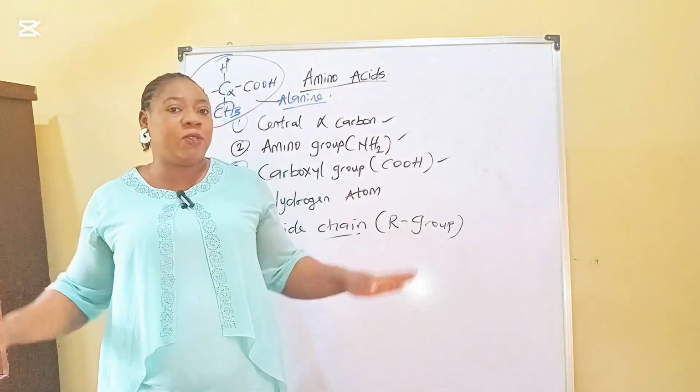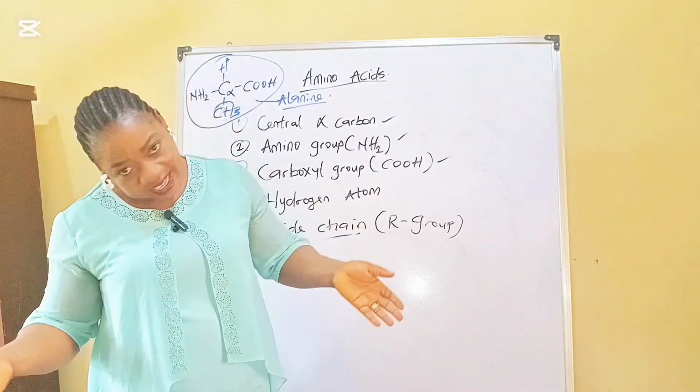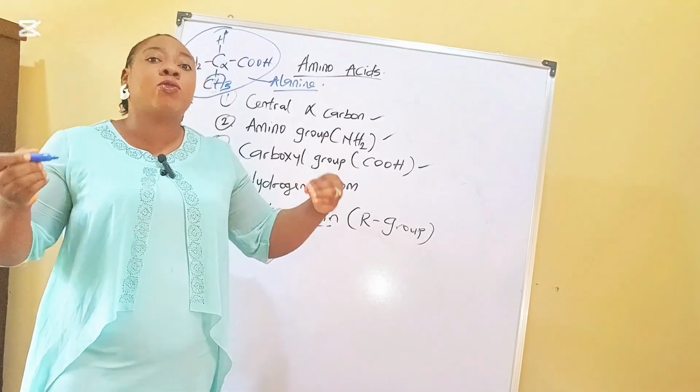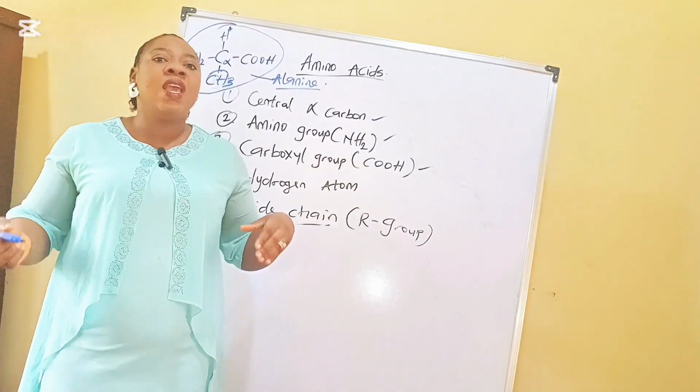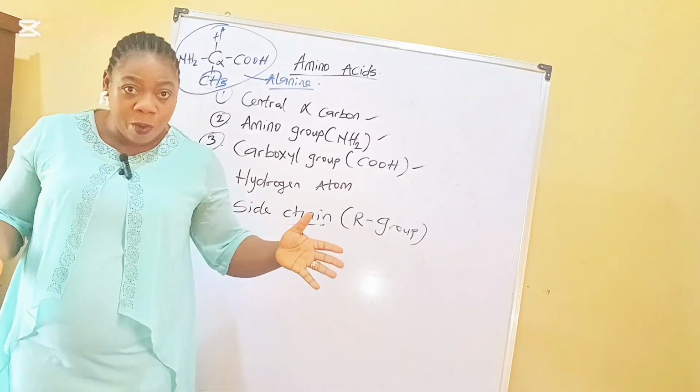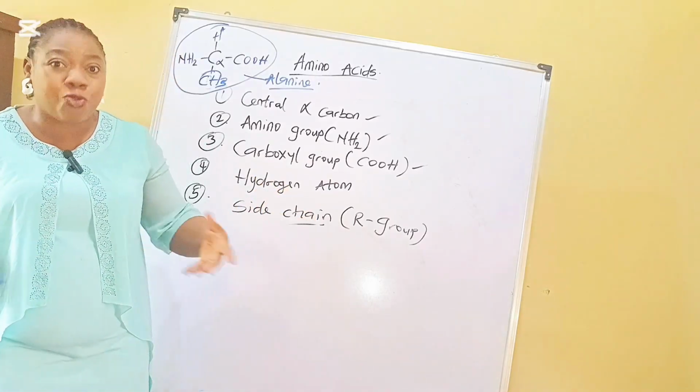We have different types of amino acids. The most common ones that we usually talk about in biochemistry are the 20 amino acids. But we have more than 20. We have them in hundreds.